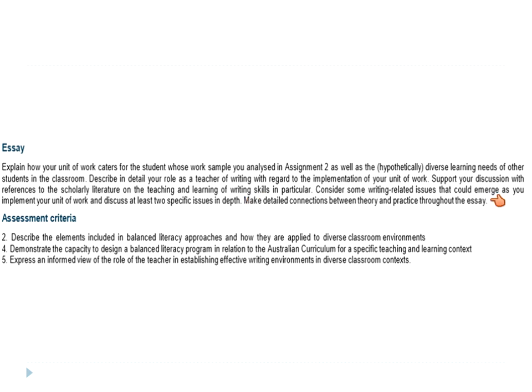Make detailed connections between not only your discussion and specific points in the lesson, in the unit outline, but also between theory and practice throughout the essay. Now, the assessment criteria refers to balanced literacy approaches and how they're applied to diverse classroom contexts, and the importance of addressing specific teaching and learning requirements from the Australian curriculum.